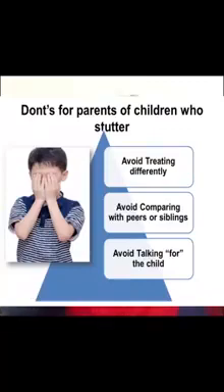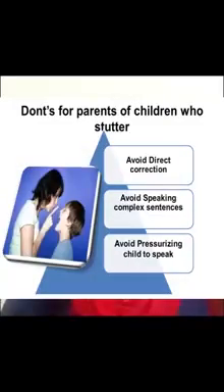Now, the don'ts for parents of children who stutter. Avoid treating them differently. Avoid comparing them with the peer group and siblings. Avoid talking for the child. Give them the opportunity to speak. Avoid direct corrections, that is, you speak slowly. This will enable the child to understand that the child also has to speak slow. So you have to be a good role model for speaking fluently.